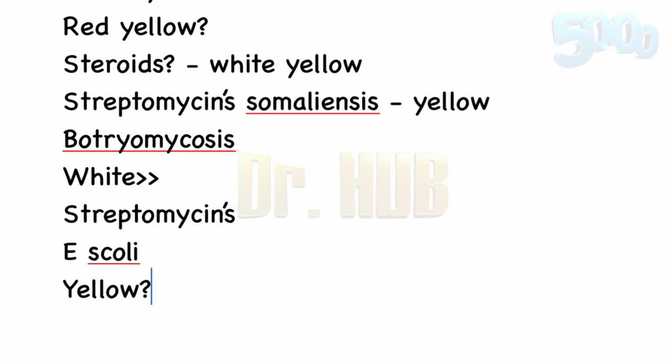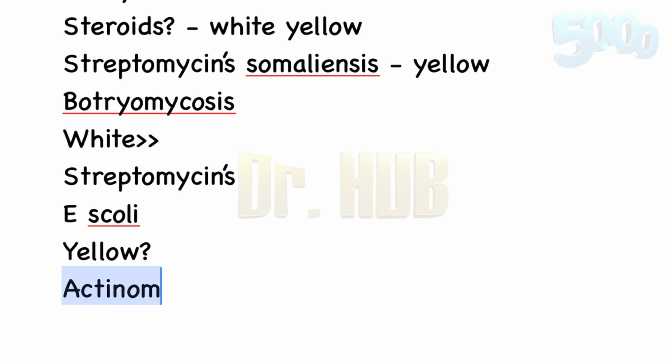Next, what is yellow in color? Yellow in color, it includes the Actinomycosis, Actinobacillus. So Actinobacillus lignieresii. So this is yellow in color.